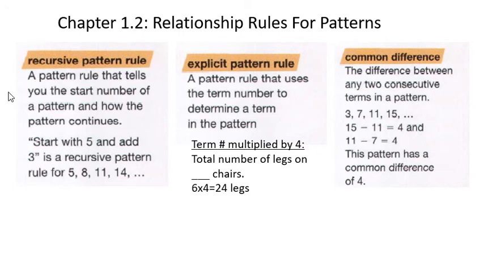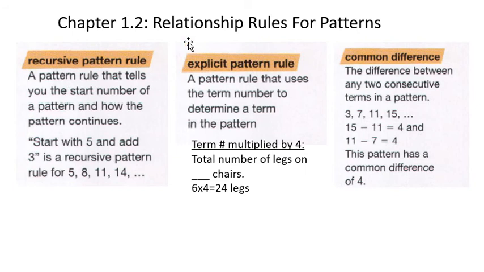A pattern rule that tells you the start number of a pattern and how the pattern continues. So start at 5 and add 3. That means, as it implies, start at 5 and add 3 every time. For the recursive pattern to work, you need to know the previous number. So right now we have 4 term numbers, and I can find out the 5th one and then the 6th one. As it stands right now, I can't find the 20th one, for example, until I find the 19th. And I can't find the 19th until I find the 18th. So you can see that while very easy to use, they have their drawbacks.